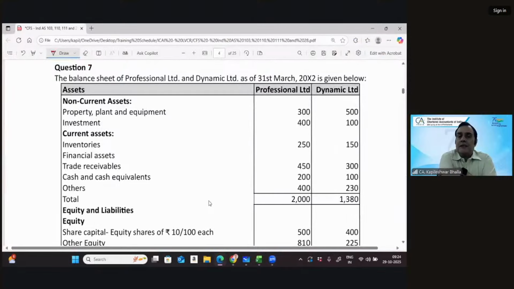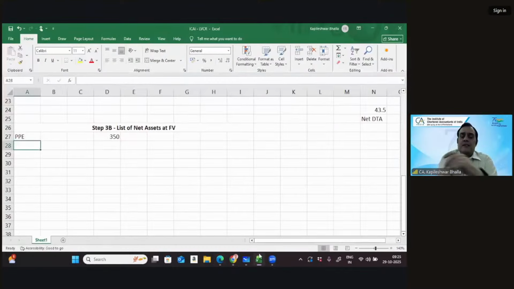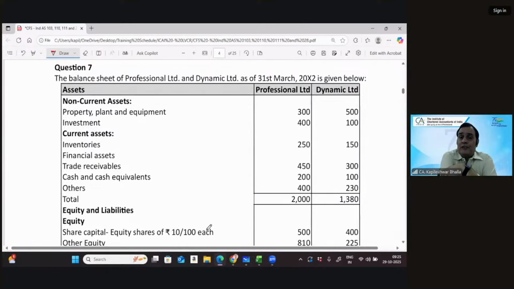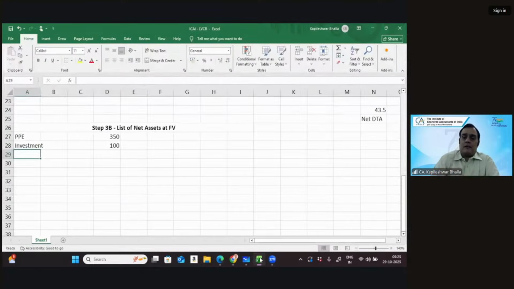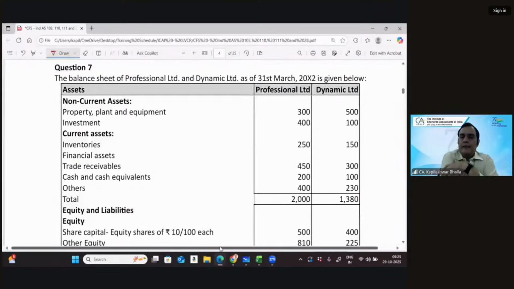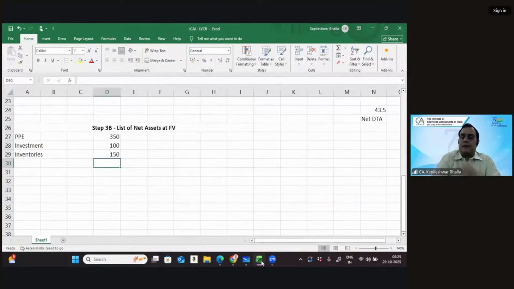Next item in the balance sheet is investments. I don't think we're given any information about investments. So that appears at 100. Let's go to the next item in the balance sheet. Then there is inventories, which remains at 150. Nothing is given, so we take inventories at 150. Then the next item is the financial assets comprising trade receivables. That's 300. So we take the trade receivables, that works out at 300.